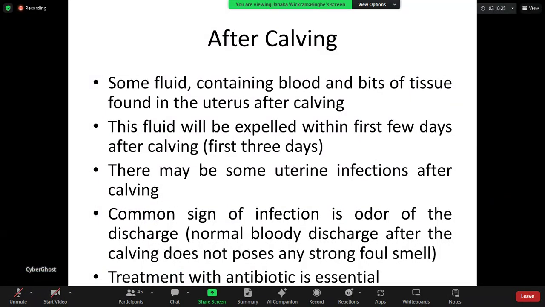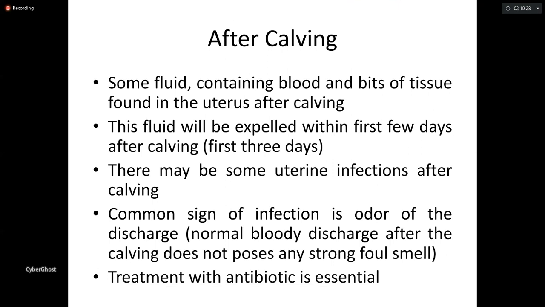We have to clean the animal, and that can be done by the mother animal or maybe artificially, manually by the farm management. Then what happens after calving is that some fluid, which may contain some blood and some tissues, may be retained inside the body of the mother cow, inside the uterus. This can be expelled from the body of the mother cow within the next few days, maybe during the first 2-3 days after the calving is completed, whatever remains inside the uterus or the reproductive tract is expelled to the outside environment.